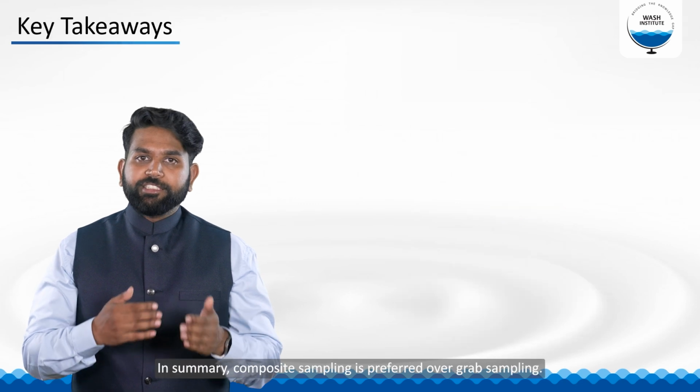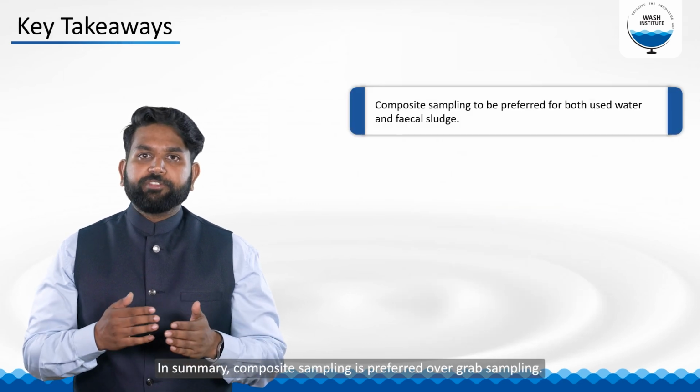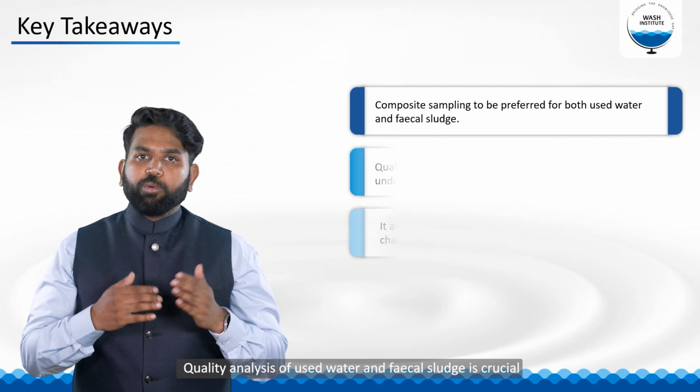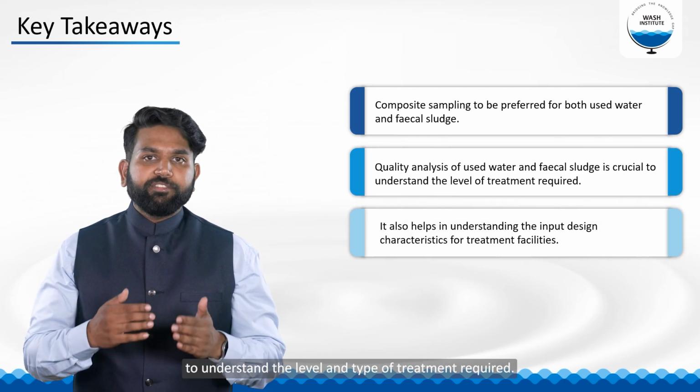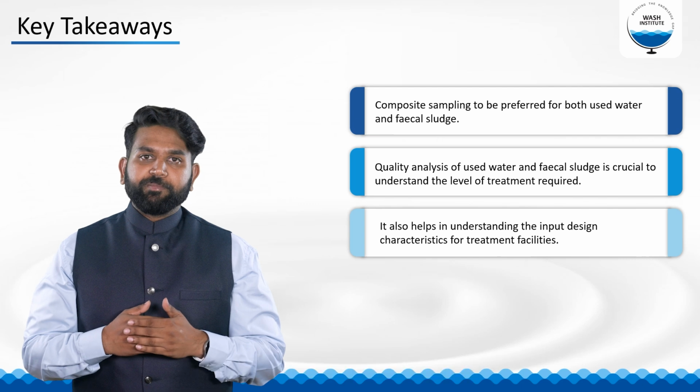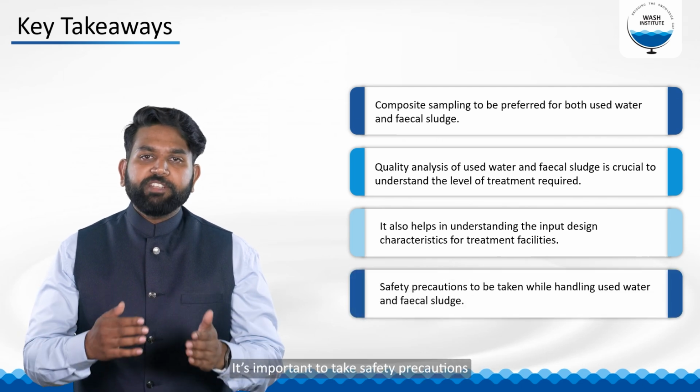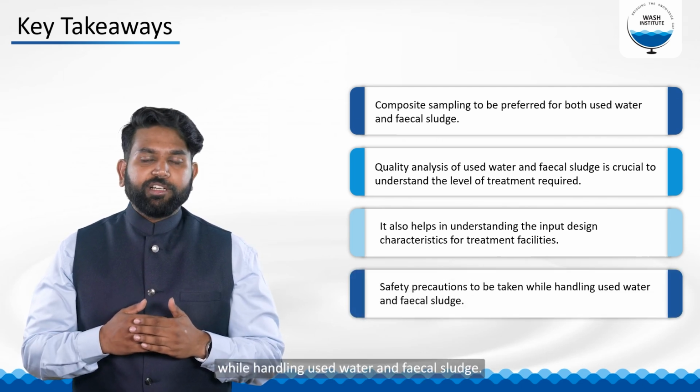In summary, composite sampling is preferred over grab sampling. Quality analysis of used water and fecal sludge is crucial to understand the level and type of treatment required. It is important to take safety precautions while handling used water and fecal sludge.